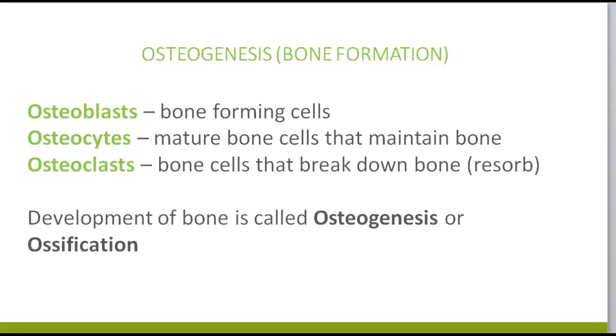Going on now to osteogenesis, which is bone formation. We have what we call osteoblasts, which are our bone forming cells. We have osteocytes, which are mature bone cells that maintain bone. And we have osteoclasts, which are bone cells that break down the bone for reabsorption. So the development of a bone is called osteogenesis or ossification.